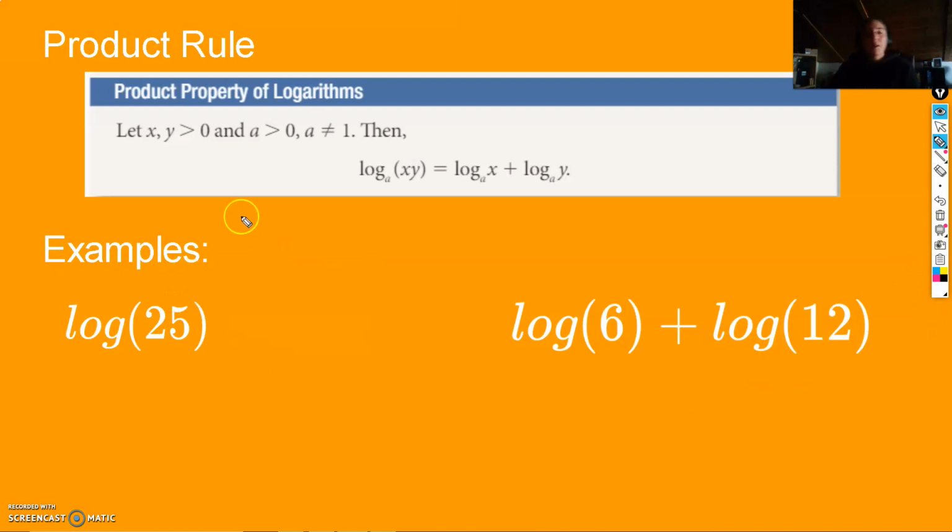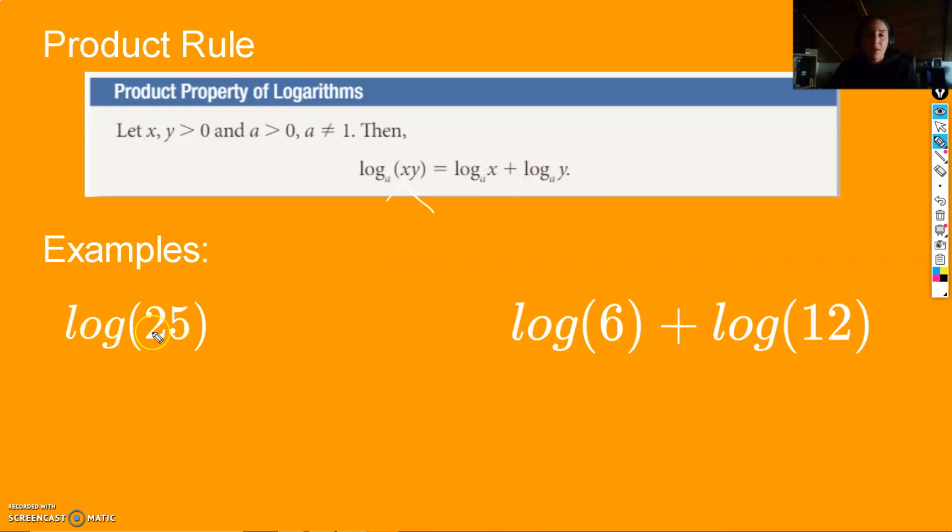So for product rule, let x and y be greater than 0 and a greater than 0 such that a is not 1, then all this is saying is log base a, a number greater than 0 and not 1, of x times y. Basically what we can do is we can take this x times y and we can split it into its sum. So products become sums. Okay, so take the product and split it. This will become log of x plus log of y.